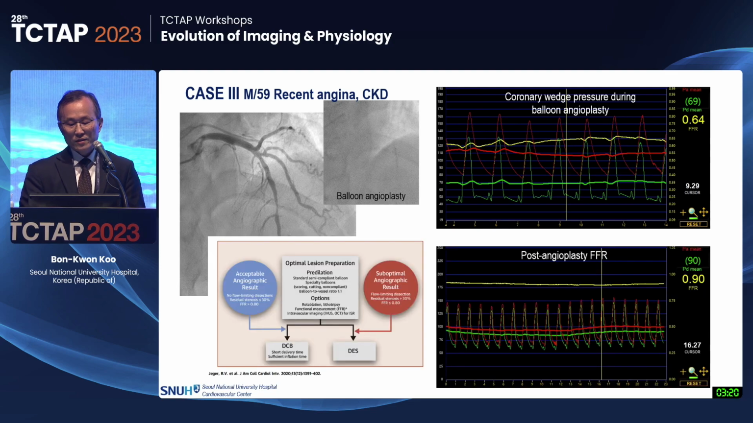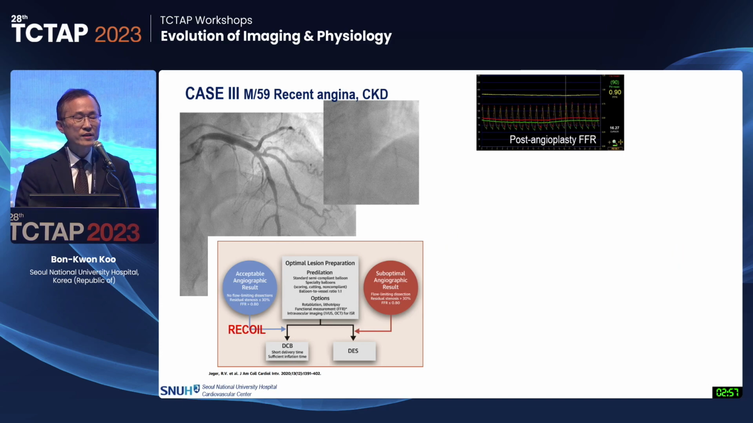And then this post-angioplasty FFR was 0.9. So in this expert consensus document for DCB implantation, successful angioplasty is defined by the angiography using no flow limiting dissection type C or less and residual stenosis less than 30%, or you can use physiologic guidance, FFR 0.8. However, the issue is the recoil.